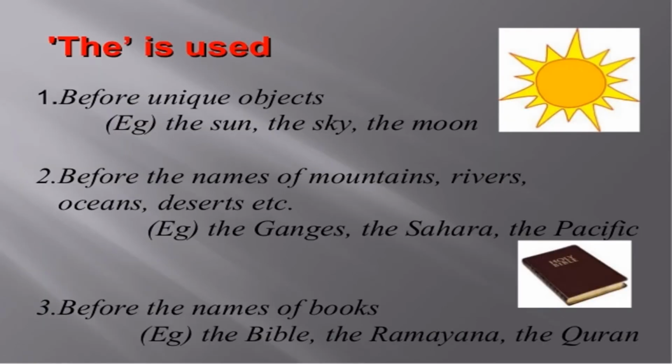The is used as the definite article before unique objects, before the names of mountains, rivers, oceans, deserts, before the names of famous books, famous buildings, seas, directions, and positions. We have to use the article. The is used for a particular person or common noun. We have to use it before famous books and universal truths. It's very important. It's a universal truth.